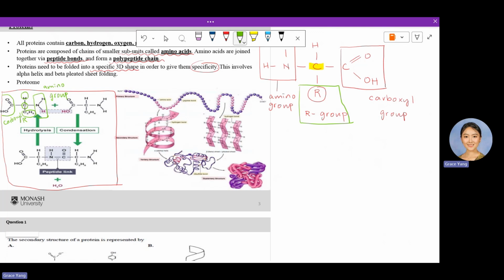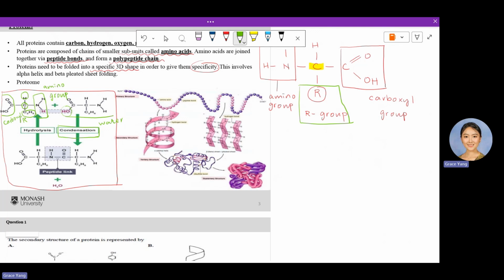So as you see here, as one amino acid comes close to another amino acid, one of the H in the amino group will combine with the OH in the carboxyl group of another amino acid. And these two will join together and form water. So this is also referred to as a condensation reaction, because H2O, that's water. So anything that produces water is condensation.